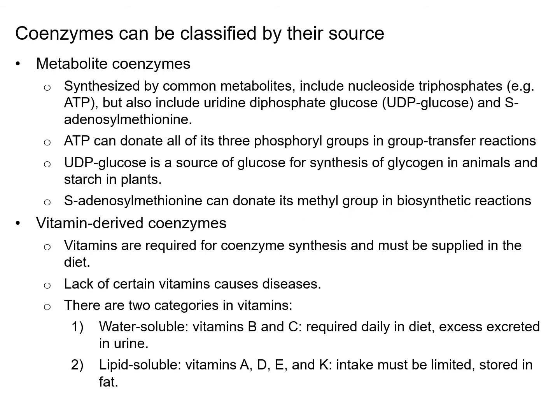The other classification is vitamin-derived coenzymes, and vitamins are required for such coenzyme synthesis and must be supplied in the diet. And lack of certain vitamins causes various types of human diseases. And there are 2 categories of vitamins, water-soluble and lipid-soluble vitamins. Water-soluble vitamins include vitamins B and C, which are required daily in the diet, and excess amounts of such vitamins will be excreted in urine, as opposed to lipid-soluble vitamins, such as A, D, E, and K, whose intake should be limited, and they're going to be stored in fat.